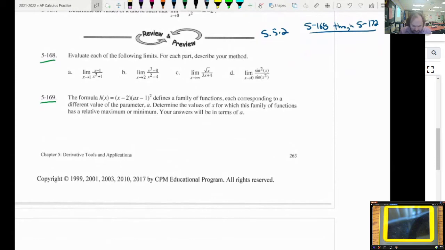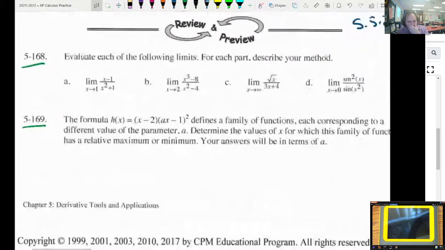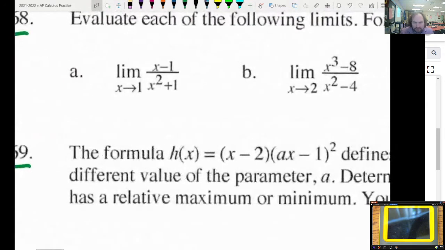168, we got a bunch of limits here. This is going to give us a chance to practice both our understanding of limits and L'Hopital's rule. So for question A, each one of these is kind of unique and different, like its own little puzzle. So let's focus on question A for a moment here. First thing you want to do is plug in the number. Take the limit you're approaching and plug it in.